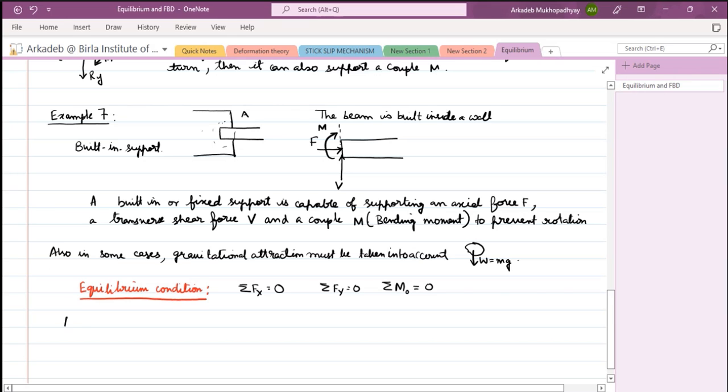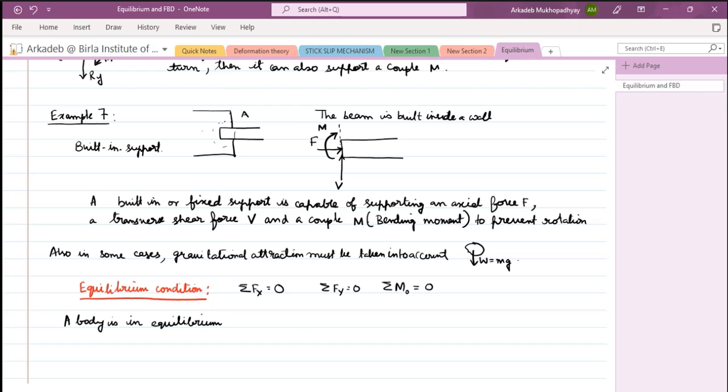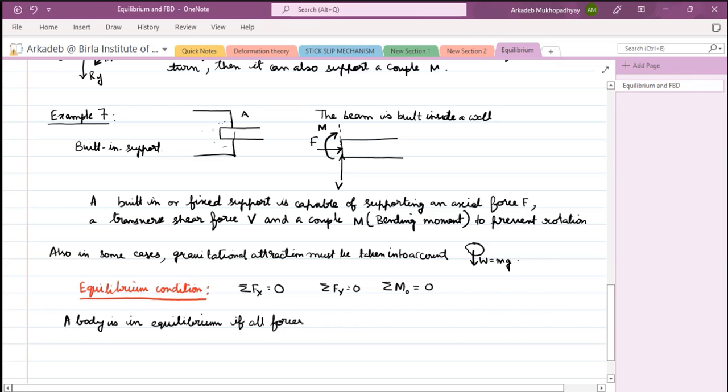So a body is in equilibrium if all forces and moments applied to it are in balance.